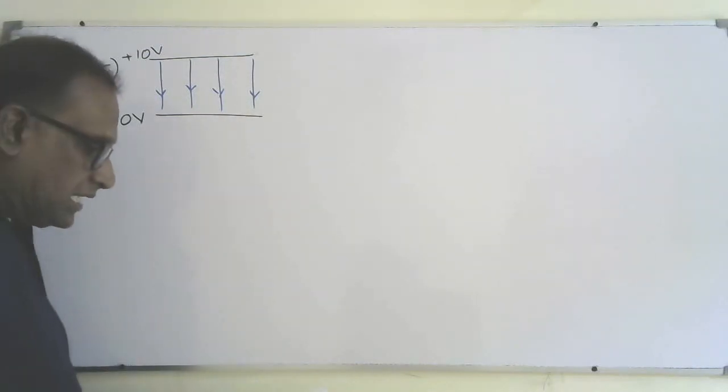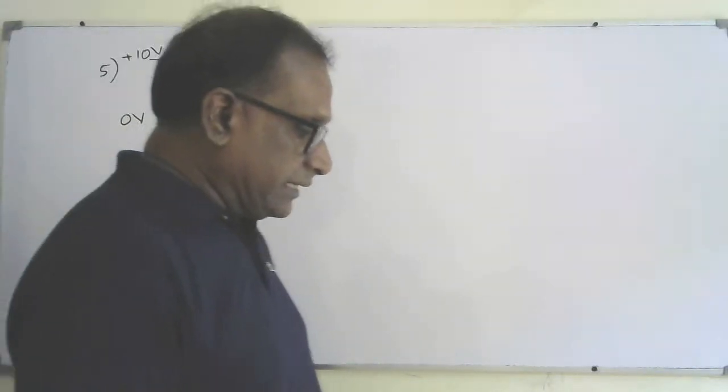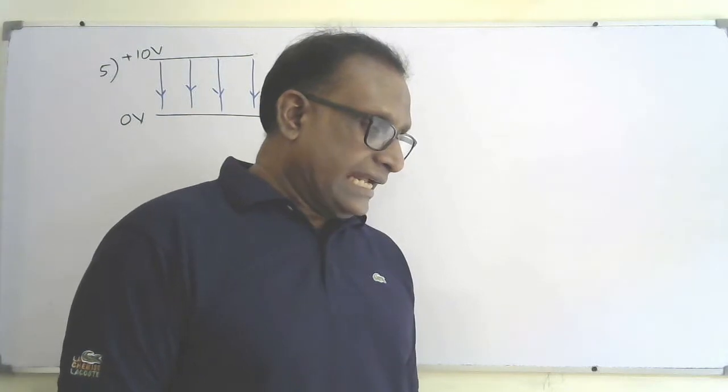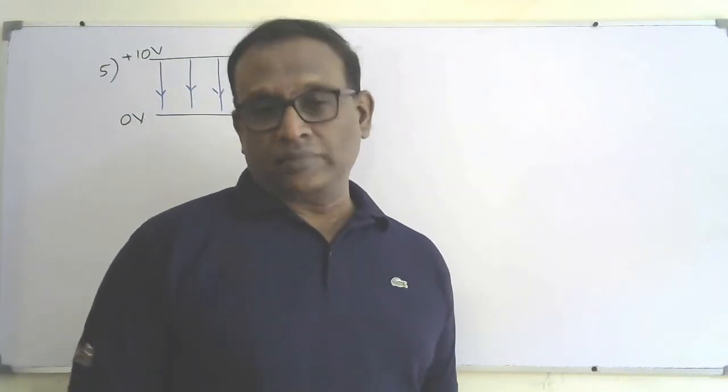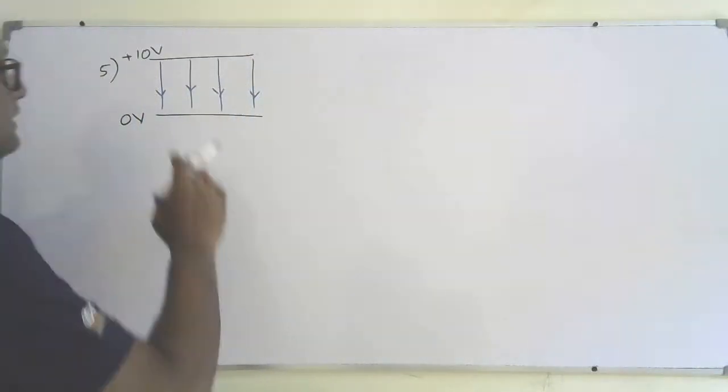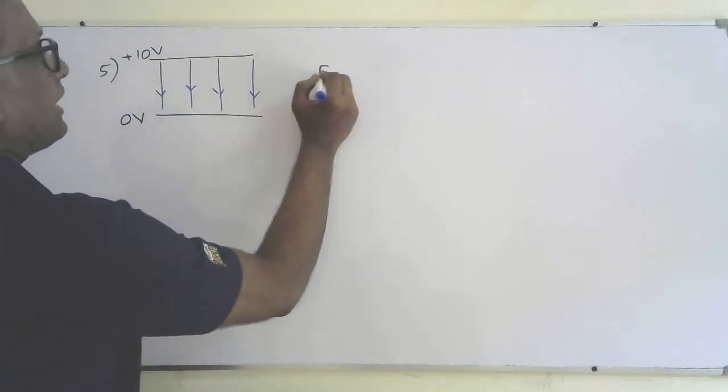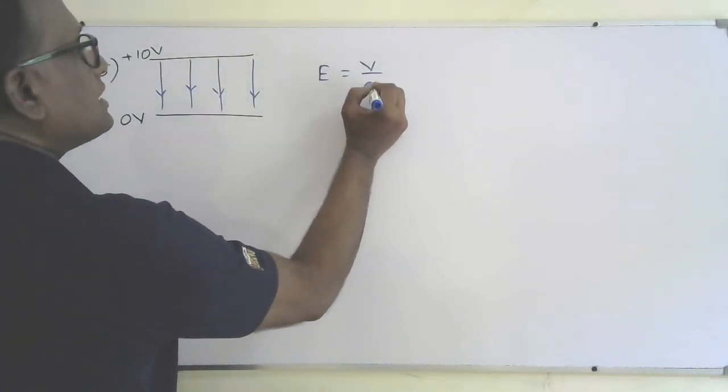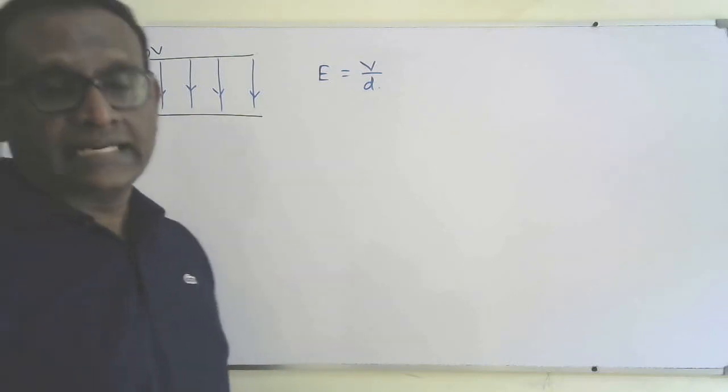So the question is, point X is midway between the plates. Which of the following is the electric field strength? So it's a uniform electric field. So if we find the electric field in this region, that is given by E equal V over D. We can use this equation only for uniform electric field.